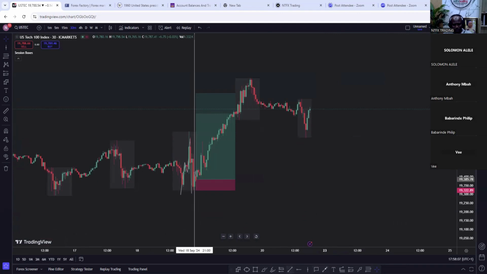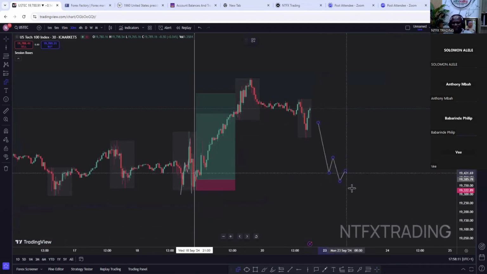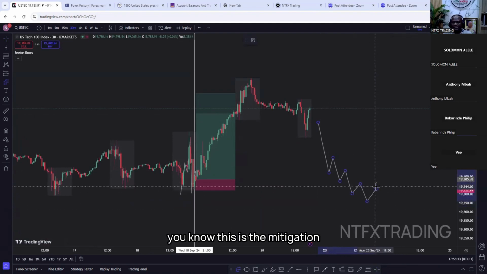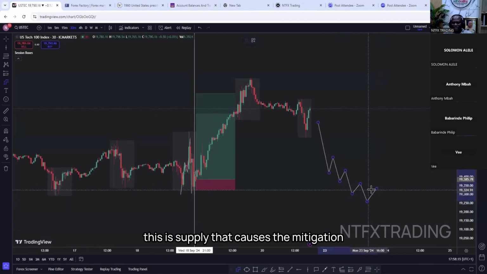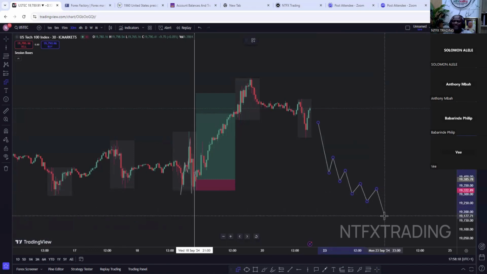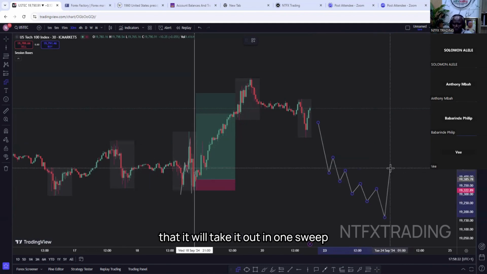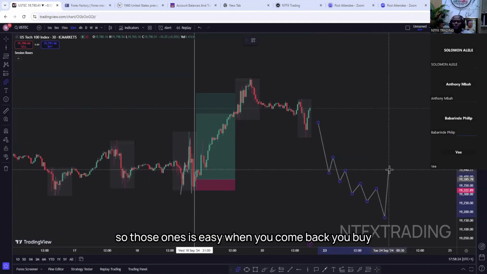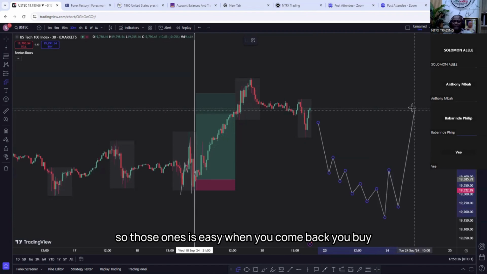Are you getting what I'm saying now? If you are having this, you know, this is the mitigation. This is the supply that caused the mitigation. Injection can be so fast that it will take it out in one sweep. So those ones are easy. When you come back, you buy.